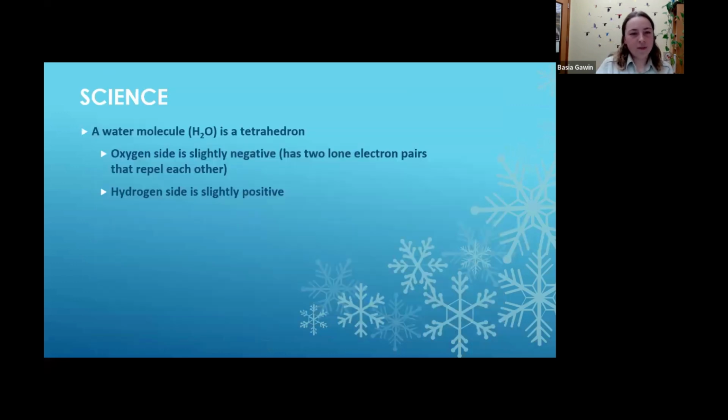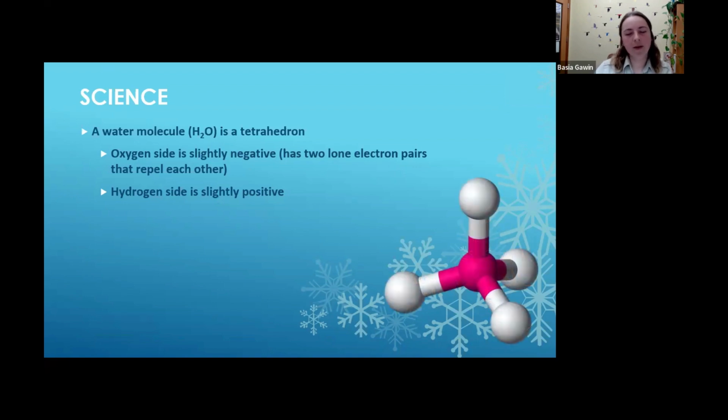So down to some more microscopic science, I guess. We'll go back to the fact that a water molecule is 2 hydrogens, 1 oxygen, and it's actually in the shape of a tetrahedron. So if we had a microscope that could zoom all the way down to that atomic level, that molecular level, we would see this tetrahedron shape. It's kind of a pyramid with a triangular base.